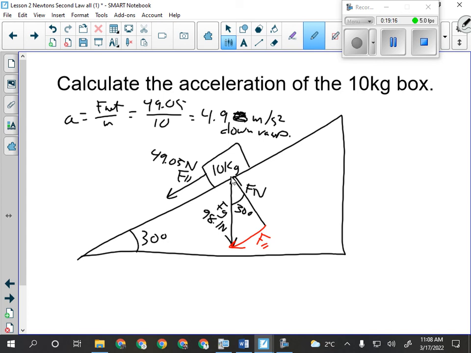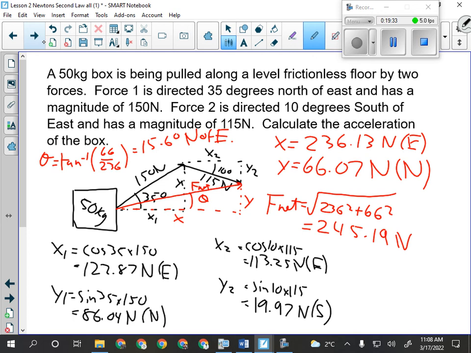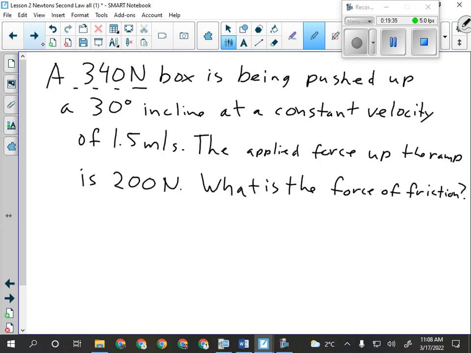Or I put a pulley at the top and hang a mass over the end. We haven't talked about pulleys yet, so I'm not going to do that to you yet. But we will get there. All right, everybody okay with how that works? That's what we just did.